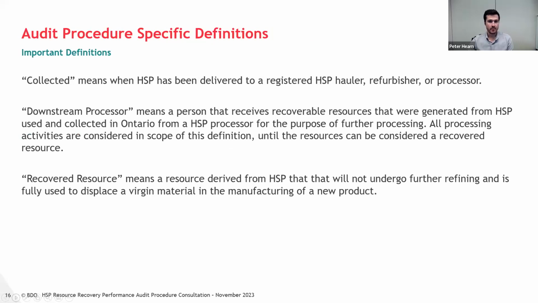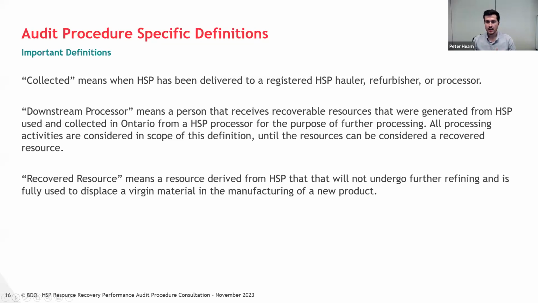So these are three definitions that we thought were helpful so everybody's on the same page and helps everyone's understanding with these audit procedures. So firstly, collected means when HSP has been delivered to a registered hauler, refurbisher, or processor. So I think this clarifies that HSP isn't necessarily collected when it is dropped off or sent or delivered to a collection facility. It is only considered delivered when it's picked up by a registered hauler or refurbisher or processor.